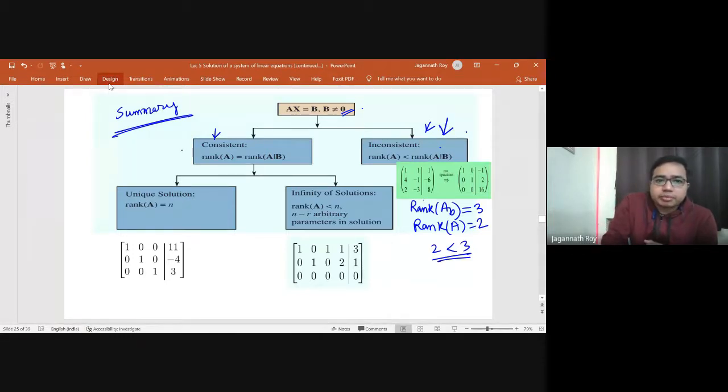But if both ranks are equal, then we have either a unique solution, like we have seen in the first case that we discussed in the last class, or we may have this kind of situation where we have n minus r arbitrary parameters. That means free variables. Here n is the number of variables and r is the rank. Here r equals 2 and n equals 3.